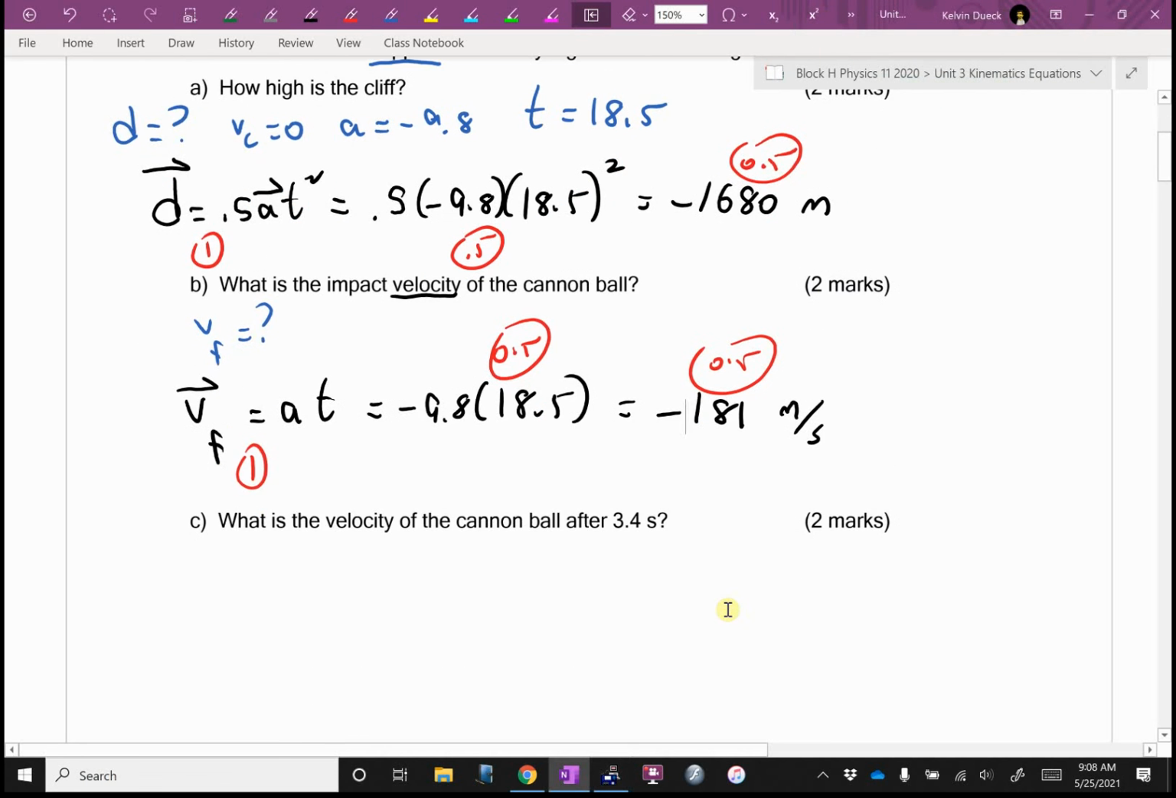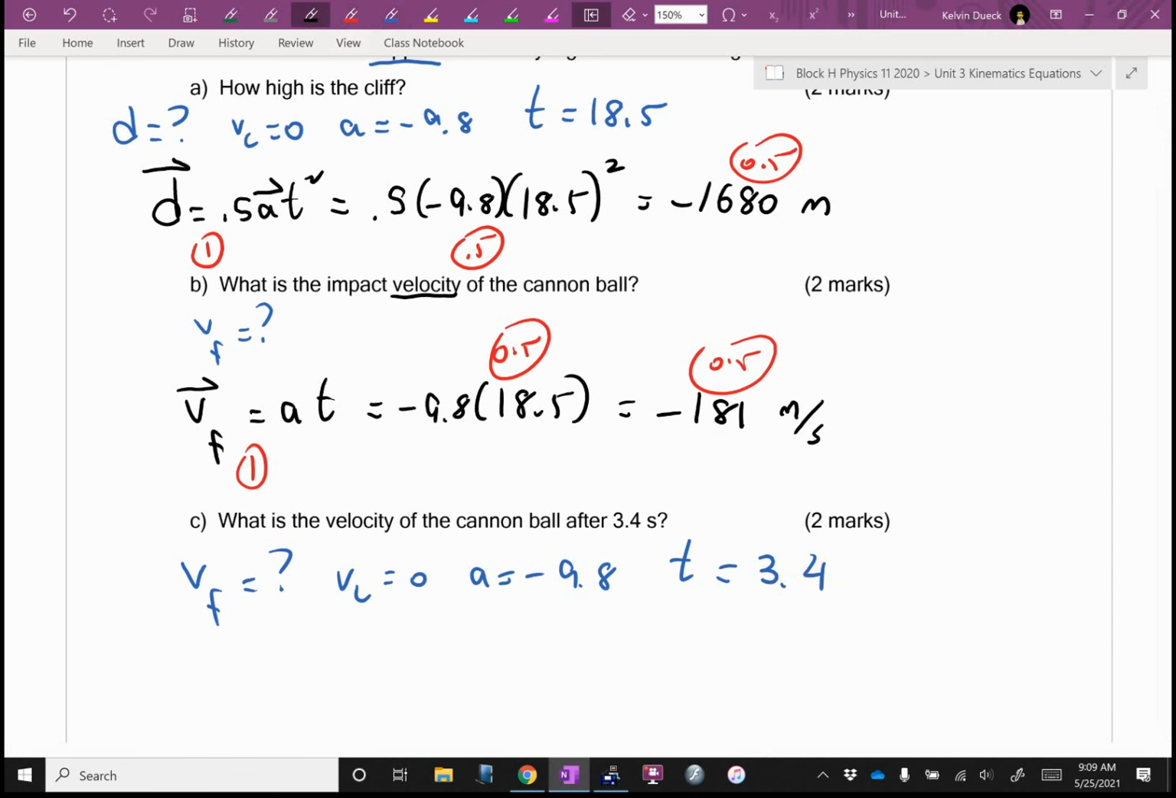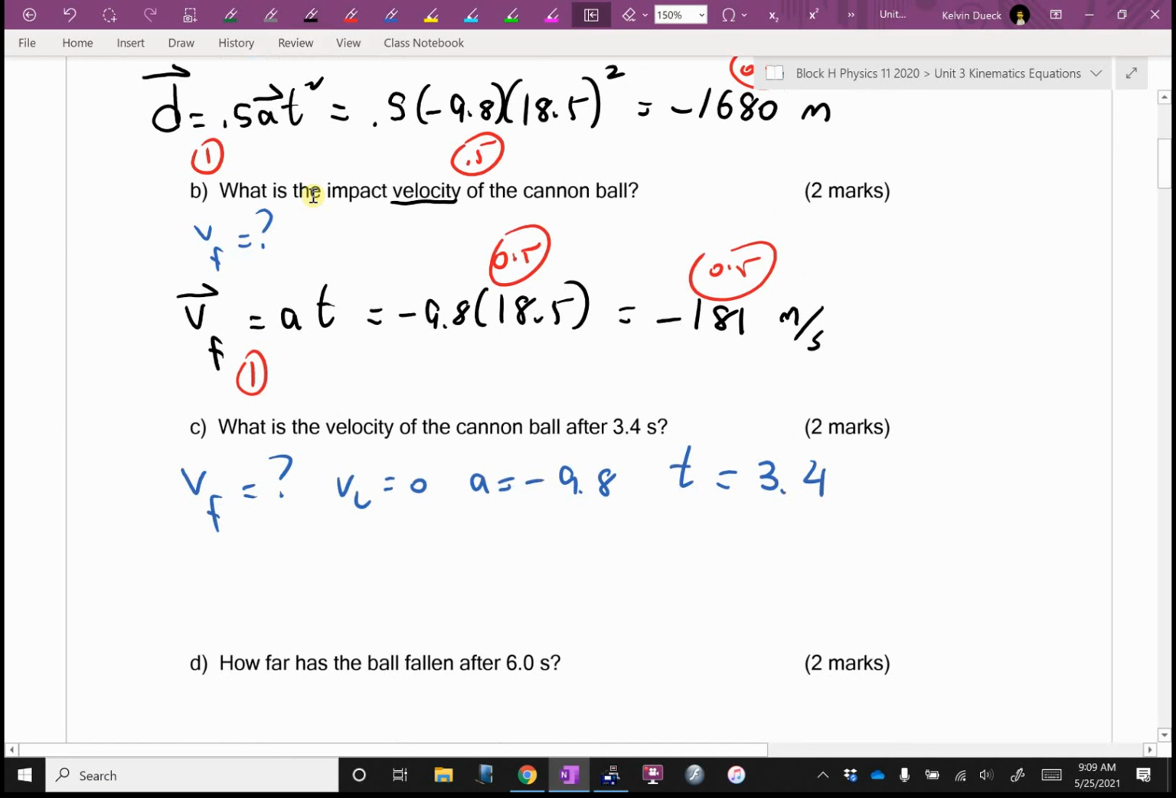Okay, what's the velocity of the cannonball after 3.4 seconds? This is asking me to find VF. VI is still 0, A is still negative 9.8, but this time T equals 3.4. So this is the same equation as B, just a different time value. VF is going to be AT. It's going to be negative 9.8 times 3.4.